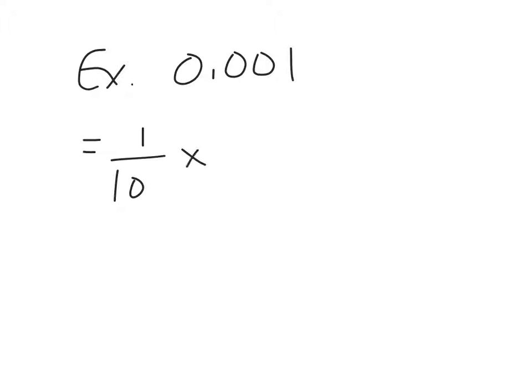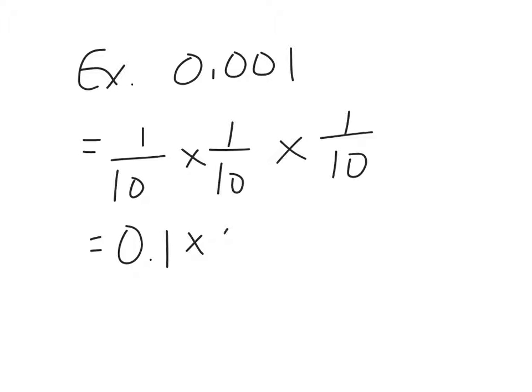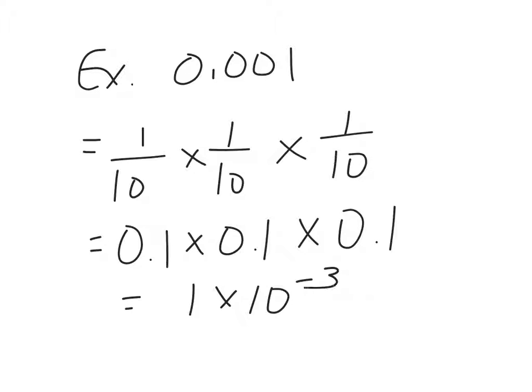On the same lines, if I wanted to take a tiny number like 0.001, 1/1000th, that would be the same as saying 1 over 10 times 1 over 10 times 1 over 10. Or I could write that with decimals, 0.1 times 0.1 times 0.1, which is the same thing as writing 1 times 10 to the minus 3.